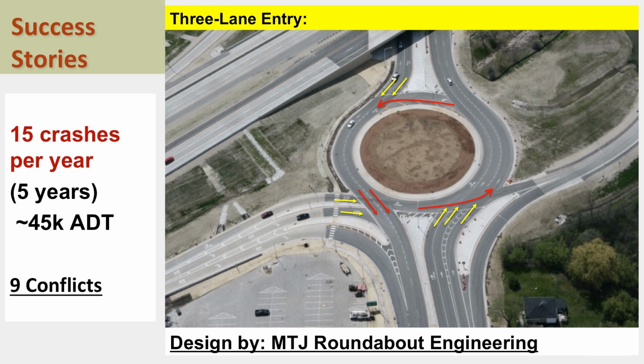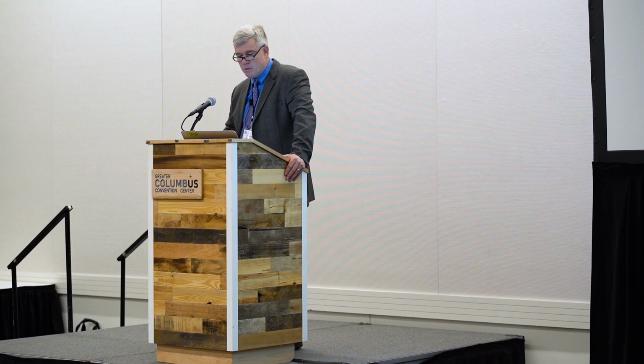So this project has 9 conflict points. As we try to quantify some of the differences between projects, you're entering lanes times your circulating lanes opposing that entry, and you add those up and you have 9 conflicts. So okay, that's pretty good.